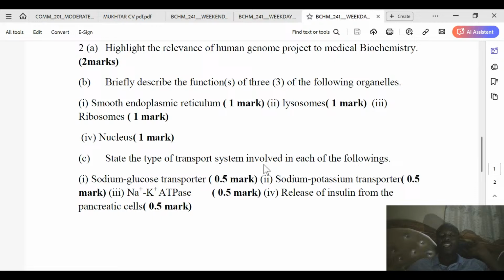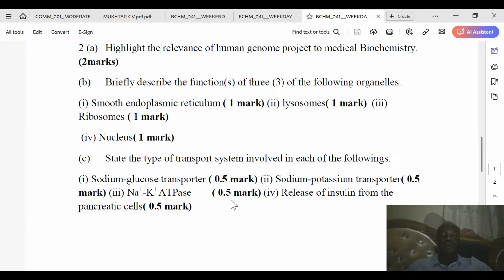Which type of transport system is that? Who can tell me, when you have two molecules moving simultaneously in the same direction, which type of transport system is that? Please, I'm waiting for your answer. Excellent, Kaulat, Emanuela, the answer is symport. So for Roman figure 1, the answer is symport.